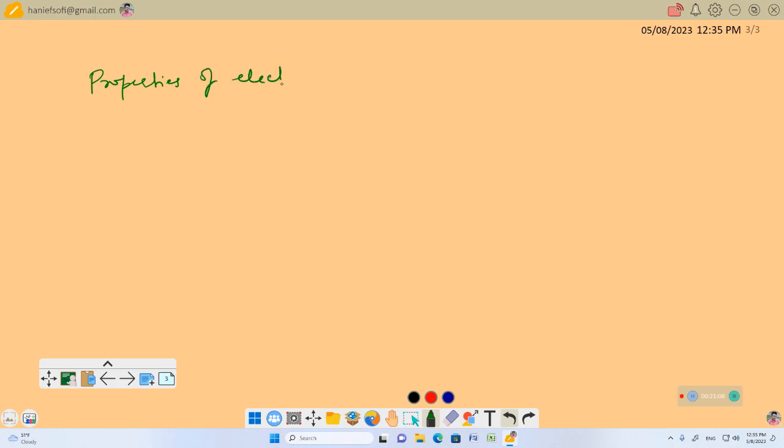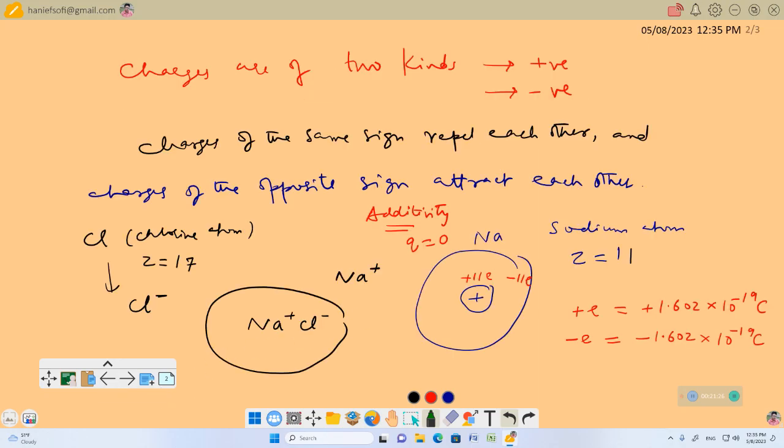Properties of electric charge. First we discuss is additivity. Additivity: we discussed that if we have a body which contains charges, now we want to find the net charge, we have to add up all the elementary charges algebraically. By algebraically I mean you have to take in the sum positive charge as positive term and negative charge as negative term. For example, in case of this sodium atom, when I find charge, it is plus 11e minus 11e.